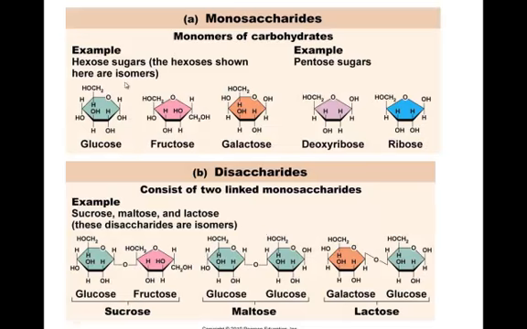All right, here are pictures of monosaccharides. We've got glucose, fructose, and galactose. These guys are structural isomers of one another. They all have the same formula, C6H12O6. And then we have deoxyribose and ribose. These are our monosaccharides. This one is in DNA, and this one is in RNA.